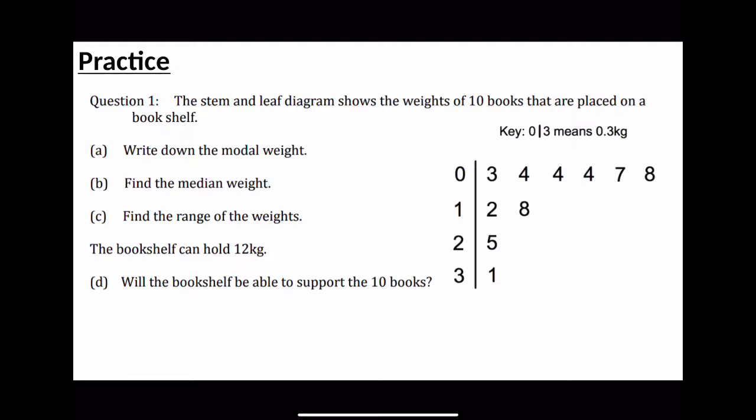The stem and leaf diagram shows the weights of 10 books that are placed on a bookshelf. Don't forget, modal means the one that happens the most. The median is going to be the middle value. The range will be the biggest, take away the smallest. Make sure that you pause the video and then answer the questions.